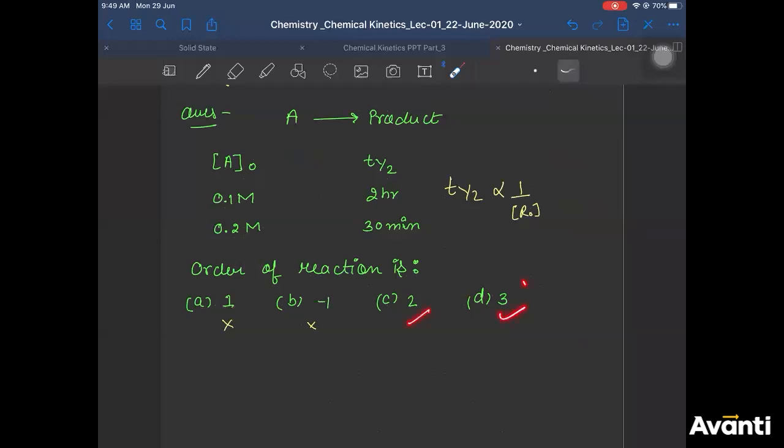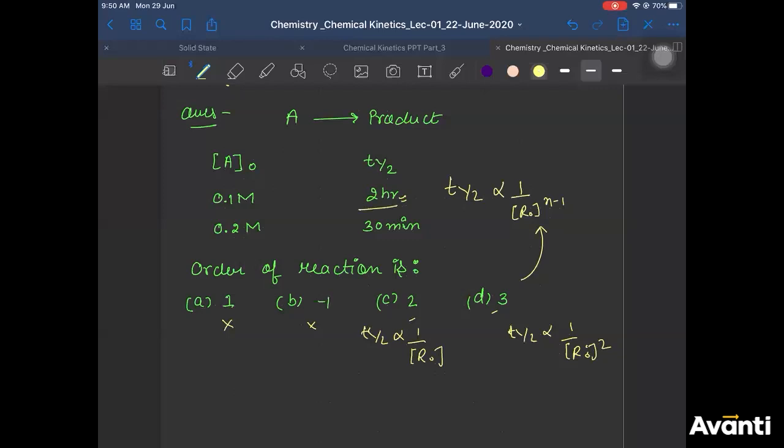In both cases, if you put n equal to 2, T half will be inversely proportional to R naught. Put n equal to 3 here, your T half will be inversely proportional to R naught square. So any of these two can be correct. Now, you can apply 2 equations, take log and simplify it. T half you can write in minutes. So 2 hours will be 120 minutes. So divide these two.